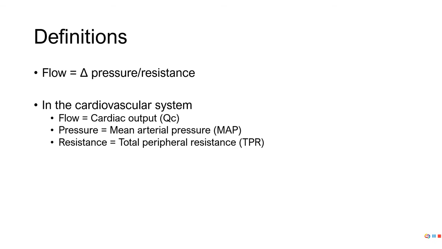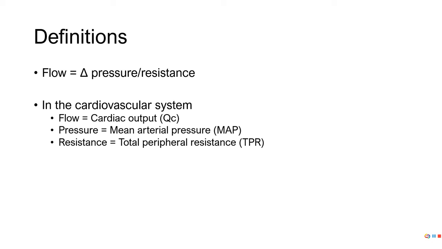So remember, flow is calculated. I guess this really isn't a definition, but more an equation. So flow is the pressure gradient divided by the resistance. So in the cardiovascular system, flow is cardiac output. And remember, flow is how much of a liquid or substance is moving, volume per minute or per time. Pressure in the cardiovascular system is mean arterial pressure.